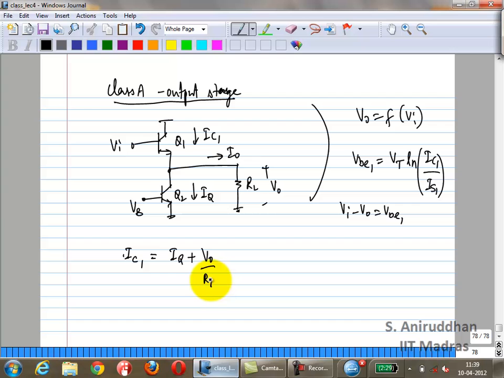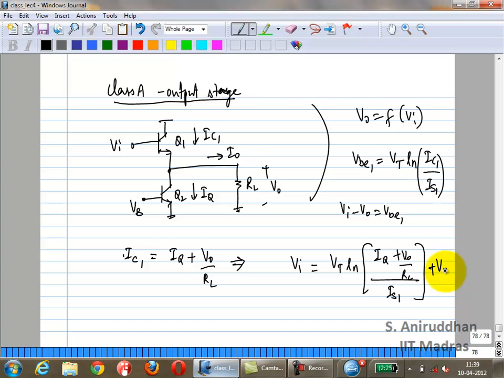Good. IQ plus VO by RL. It's IQ plus IO. It's nothing but IQ plus VO by RL. Correct? So I'll rewrite this slightly. Okay, so this is your input-output relationship, correct?